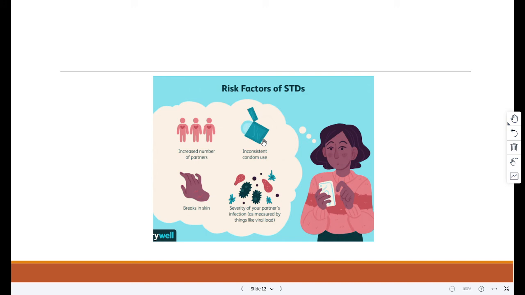Now, the spread of STIs such as HIV is best controlled by limiting the number of sexual partners, not having unprotected sex, and getting tested regularly.